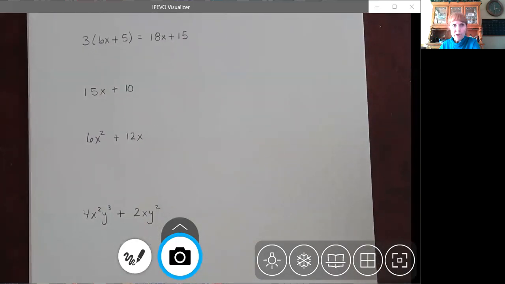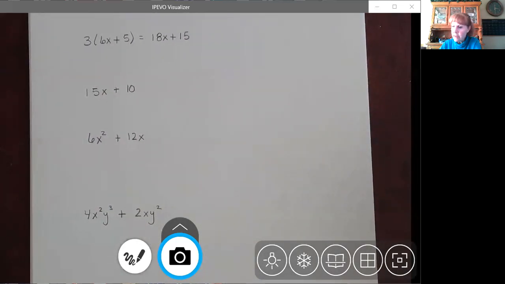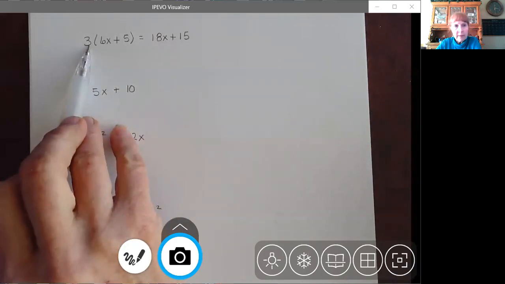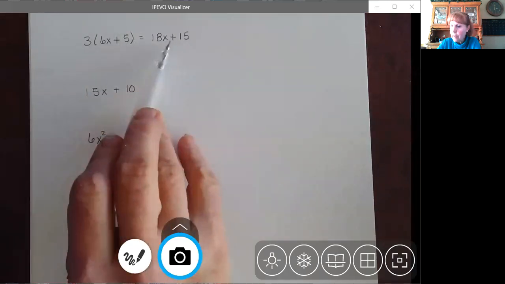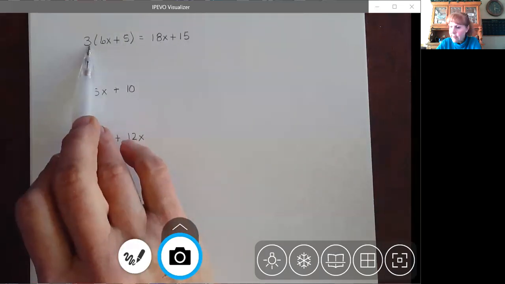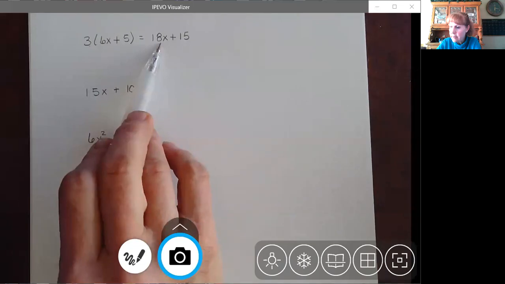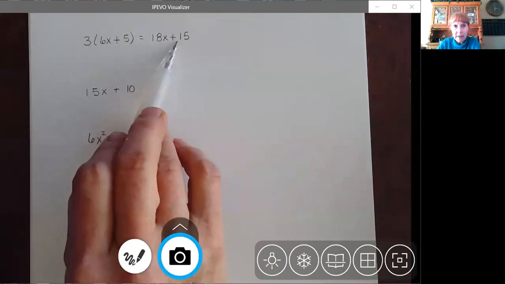What we just did was we took the 3, this outside, times what's inside. And we came up with this. 3 times 6 is 18x, 3 times 5 is 15.